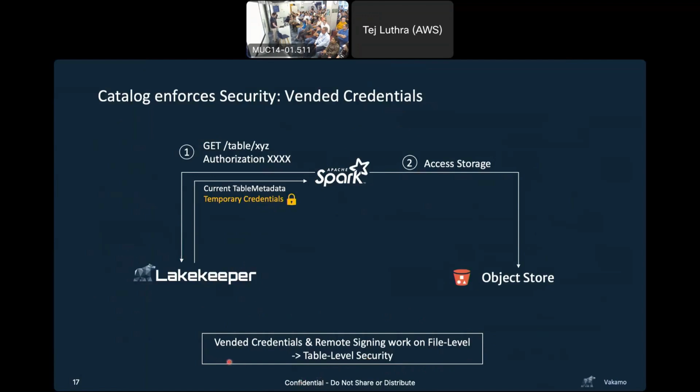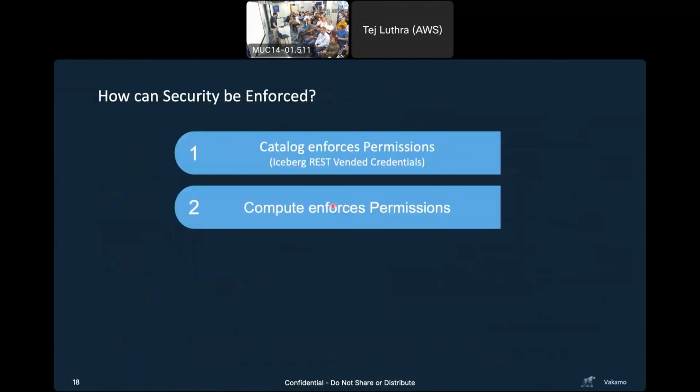There is another security mechanism as well, which is called remote signing. With Lakekeeper, we support both. And what both of these methods grant you is table-level security. So basically, you get storage credentials that are allowed to access the location of your table on S3. Because of that, you can use it for any query engine out there.